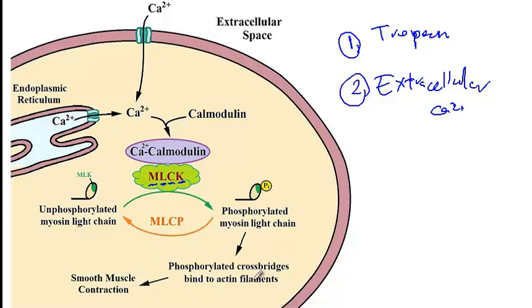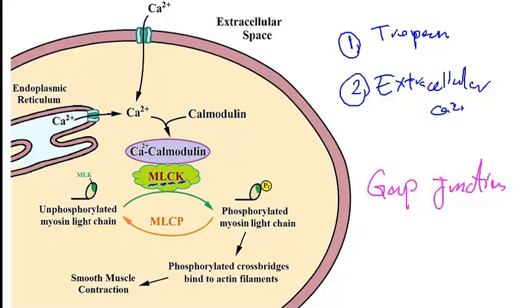All right. So since there is no troponin, we don't have to wait for the tropomyosin to change conformation. Once the myosin light chain is activated, it's now able to cross bridge and bind to the actin filament, following which there would be smooth muscle contraction. And then, as we just discussed earlier, similar to cardiac muscles, smooth muscles also have gap junctions to allow coordinated and uniform contraction of the smooth muscles.